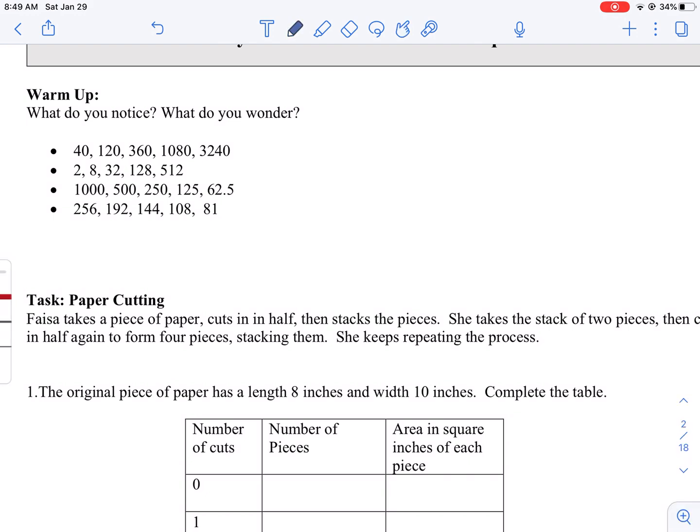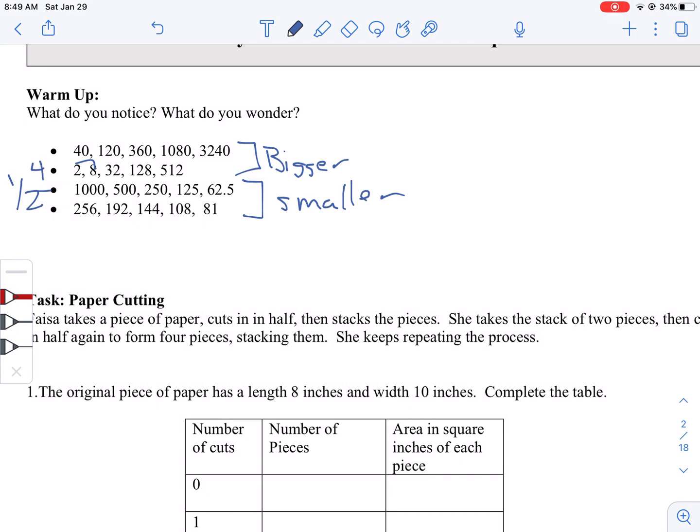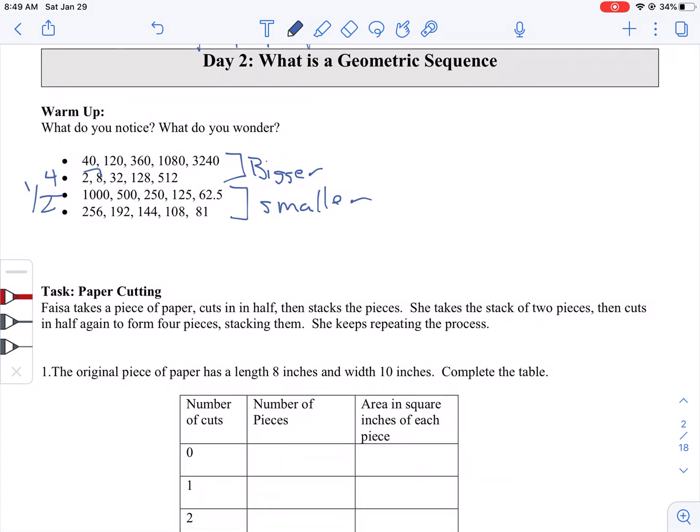So I take a look at this one, and I notice that some are getting bigger and some are getting smaller. I notice that this one is getting smaller by half, where this one is getting bigger times 4. So all sorts of different things you could notice in there. And I wonder how you would predict the 100th term.